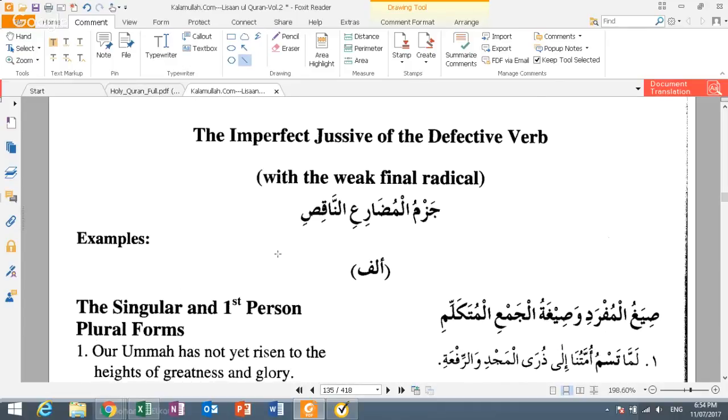Now, the last one, which is naqis. If you remember, there are two types of naqis, wawi and yayi. So what is naqis wawi or yayi? Waw or ya will be in lam kalima. If in lam kalima there is ya, it will be naqis yayi. If there is waw, it will be naqis wawi. Very good.